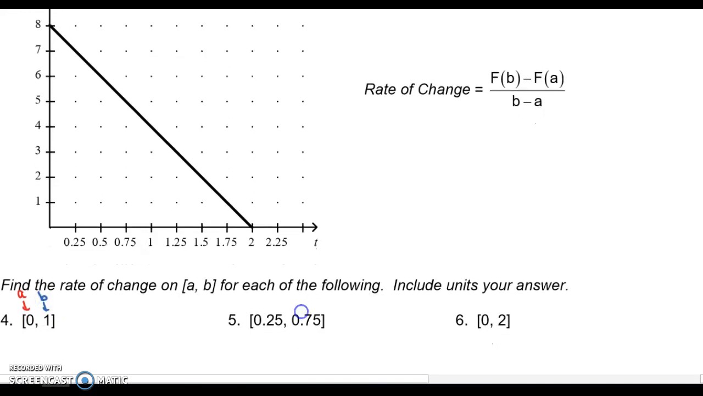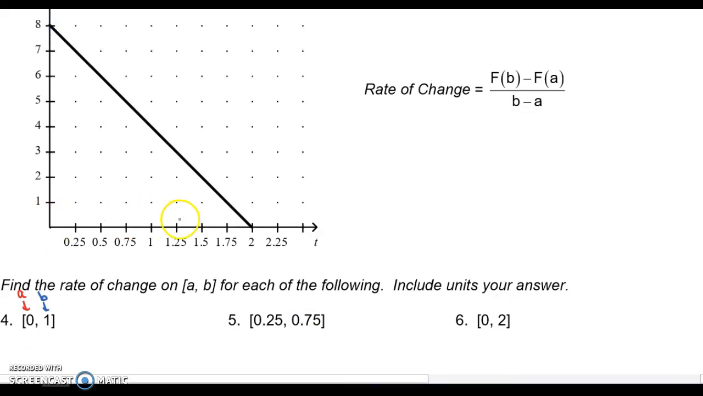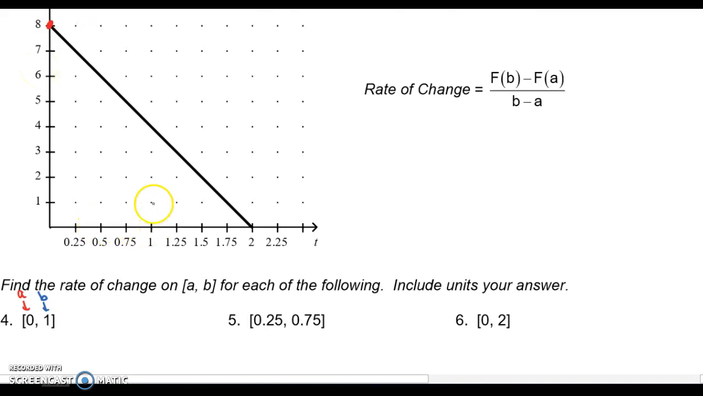And so the first thing I want to look for is the value at 0. Again, these are my inputs here, the t-axis. So I'm going to go to 0 on the t-axis and go up, and I get 8. I'm going to do the same thing at 1, so an input of 1, and follow it up till I hit the graph, and there I have a height of 4.